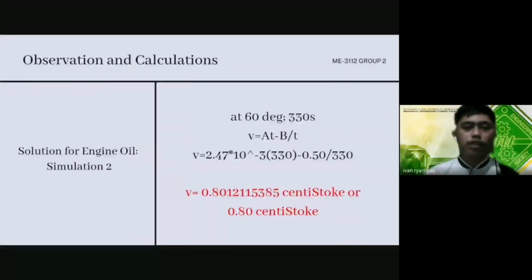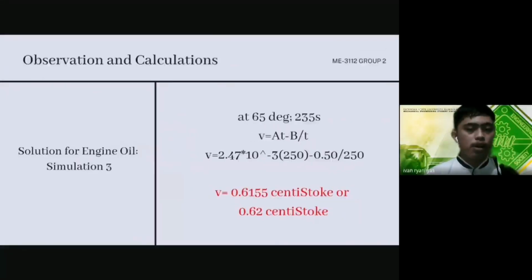Okay, for simulation 2 of the engine oil, substituting into the formula at 60 degrees and 330 seconds, we get a final answer of 0.80 centistokes. For 65 degrees at 235 seconds, substituting into the formula, we get a final answer of 0.62 centistokes.